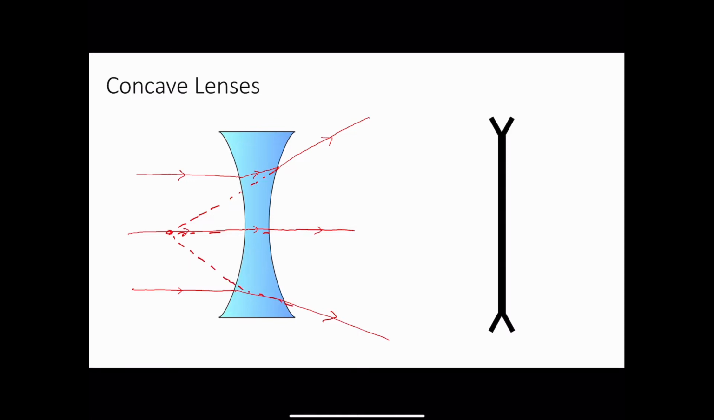And the point at which they meet, i.e. where the rays of light appear to have come from, is where our virtual image will be formed. You can see on the right hand side here that this is what a diagram of a concave lens would look like if we were drawing a ray diagram with it. So we've now met our concave and convex lenses.